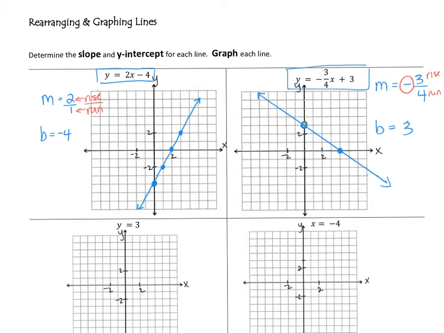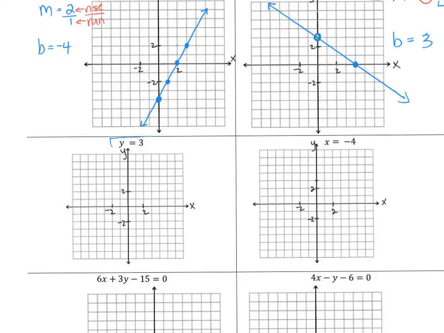Okay, our next ones, we're just going to do a couple of those special lines. Hopefully you recall them. Okay, so this one, y equals 3. That one could be written as y equals 0x plus 3. So hopefully that makes sense to you. That one would tell us then that the slope is 0 and the y-intercept is 3.